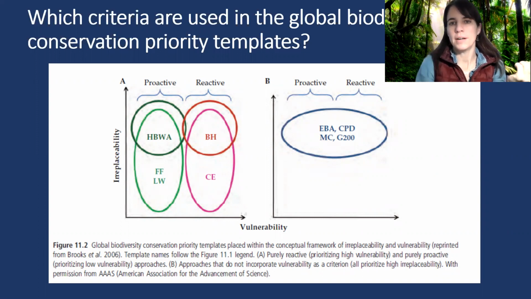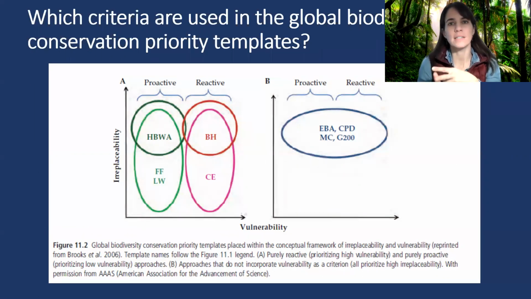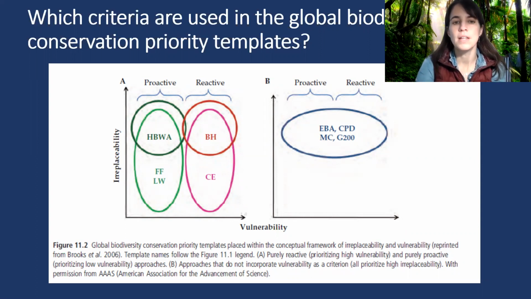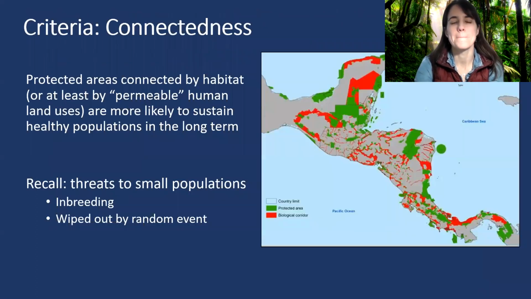So the endemic bird area template is proactive and looks at irreplaceability. So it says, look, we know we have these places where there's these bird species that don't occur anywhere else. They're endemic. They're irreplaceable. And so let's go ahead and protect those areas proactively before they become threatened. So hopefully with this graphic, you can navigate your way around here and see what these templates are considering important, and think about what you would consider important. What seems the most important to you?